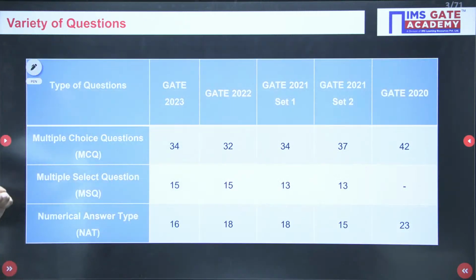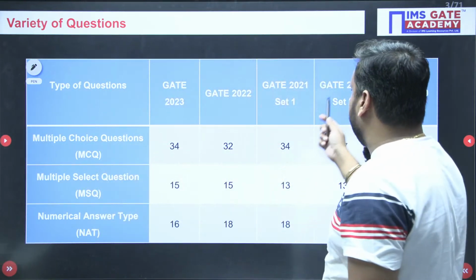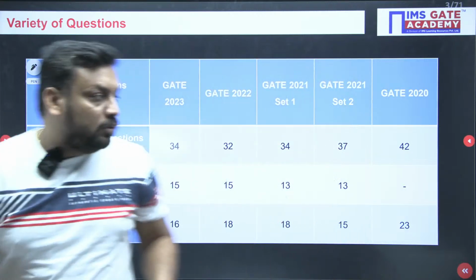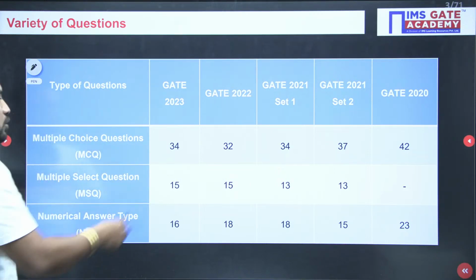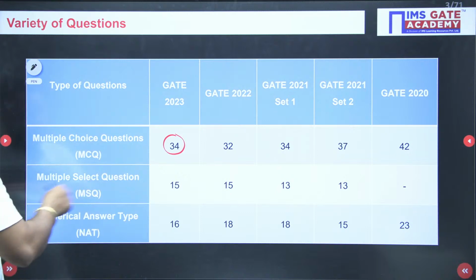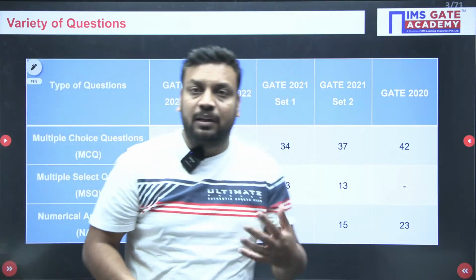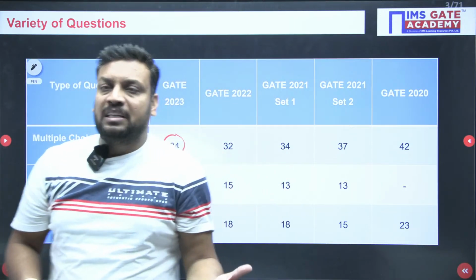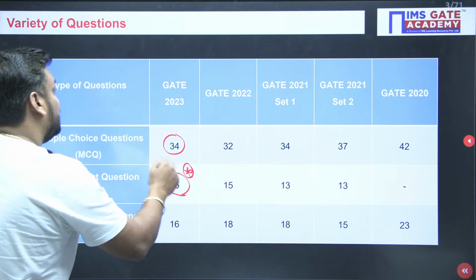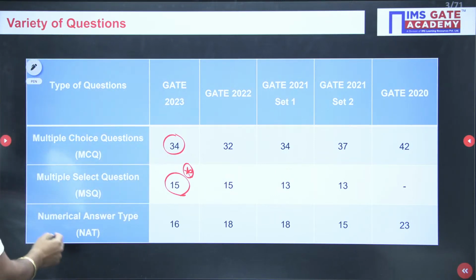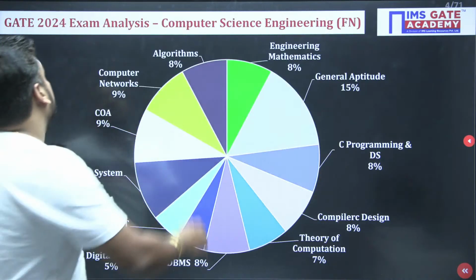Now if I talk about the pattern of questions asked in the last 3 to 4 years, 2020, 21, 22, 23, and focus on the GATE 23 analysis, the number of MCQs was 34, MSQ multiple select questions was 15. It is a very good number, guys. Generally in other branches like civil and mechanical, a maximum of 4 to 5 or 6 to 7 MSQs have been asked. But here 15 MSQs were asked in the GATE 23 exam for computer science, and numerical answer type questions were 16.